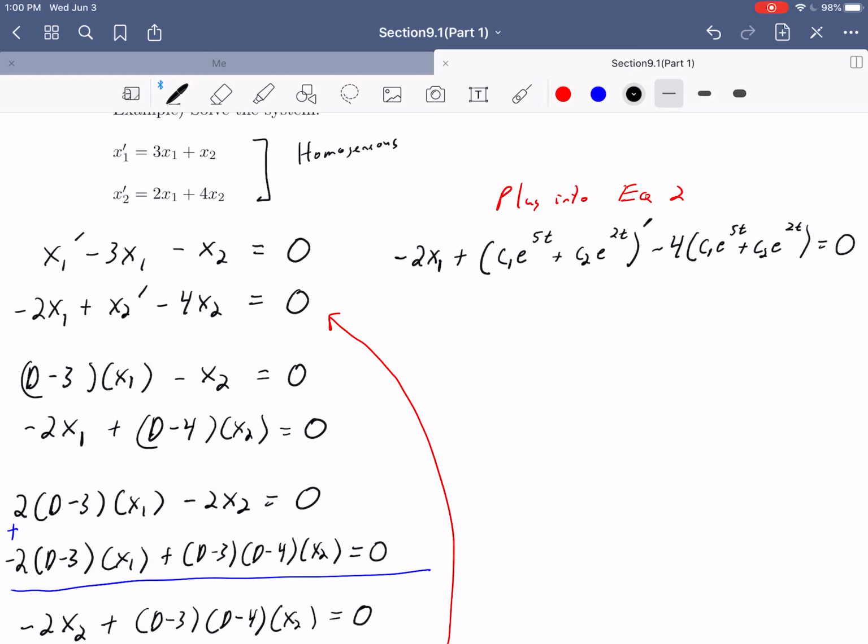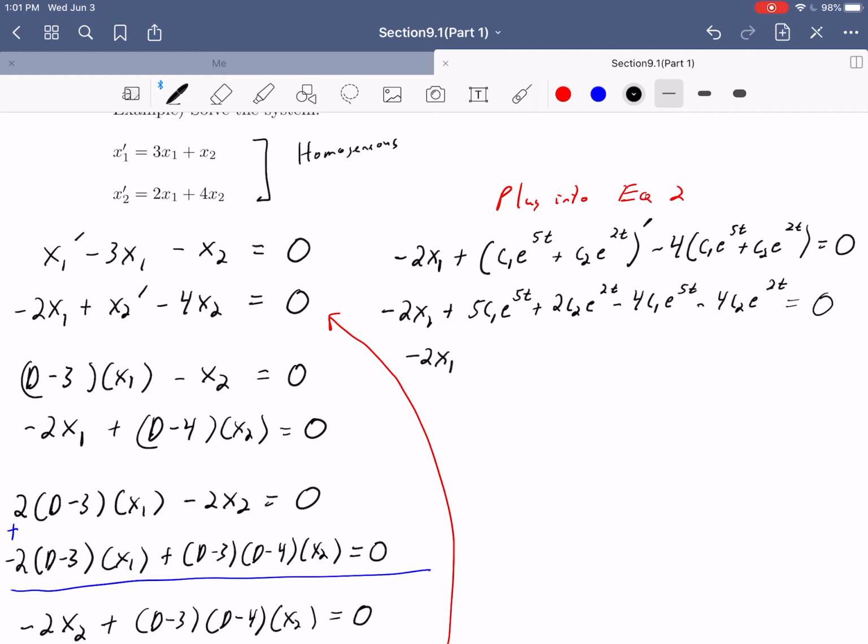We can just go ahead and do that, and we can also distribute in that minus 4. So we get minus 2x1 plus 5c1e^(5t) plus 2c2e^(2t) minus 4c1e^(5t) minus 4c2e^(2t). And that's supposed to equal 0. Now let's combine some like terms.